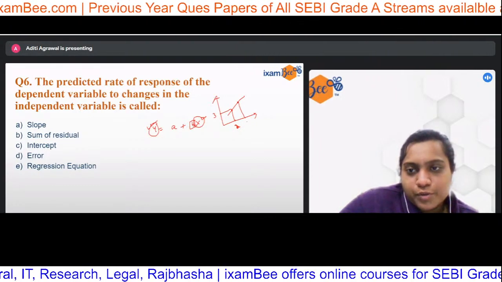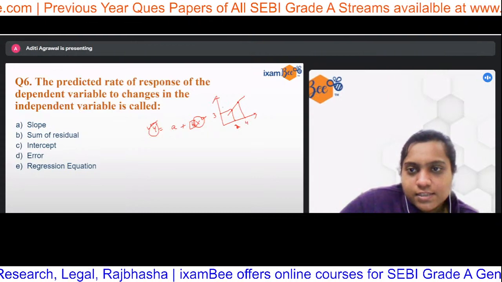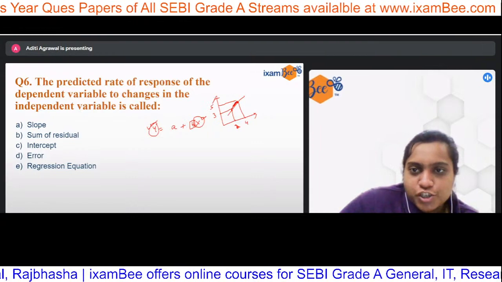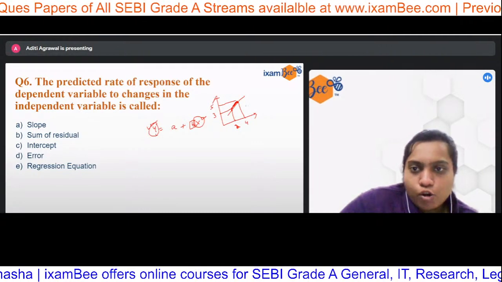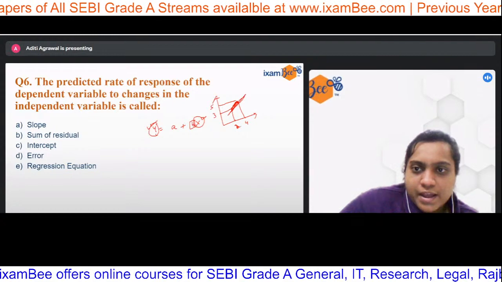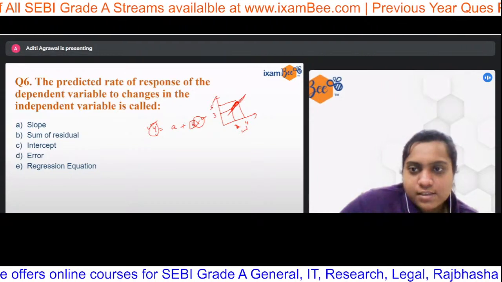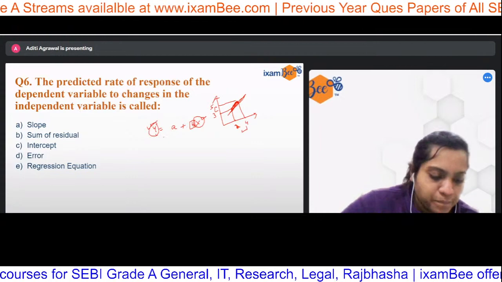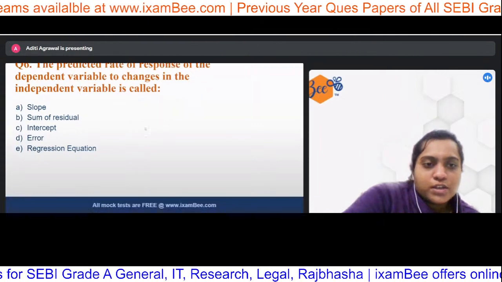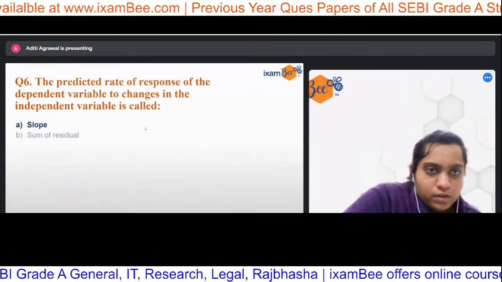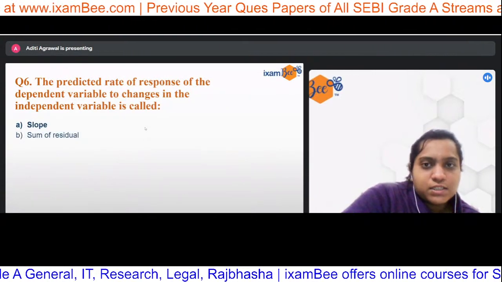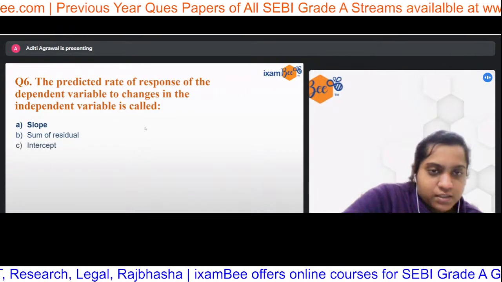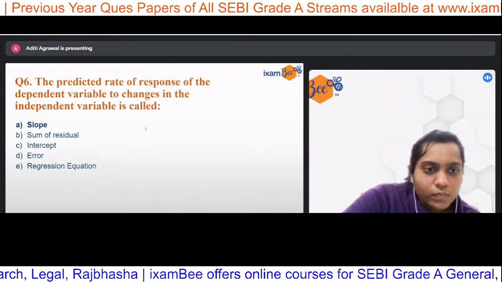If I move from here to here, let's say this is 4, and let's say this is 5. So obviously this change will be given by the slope of the line, right? By how much, if you change the x variable, then by how much the dependent variable, there will be a change in the y value, right? So the correct answer is the slope, which is the predicted rate of response of the dependent variable to changes in the independent variable. Okay.